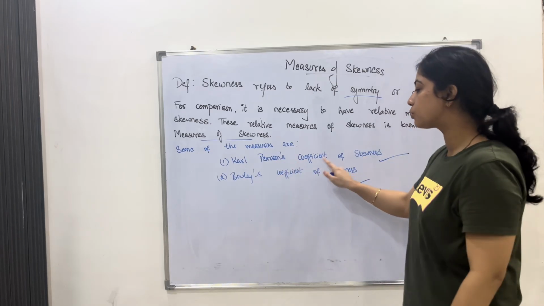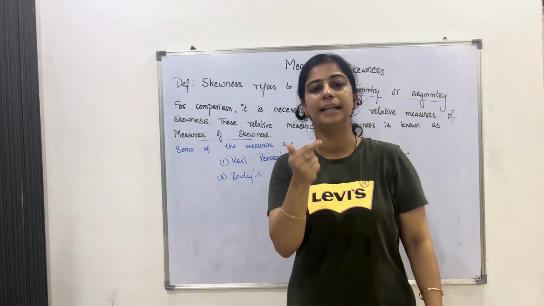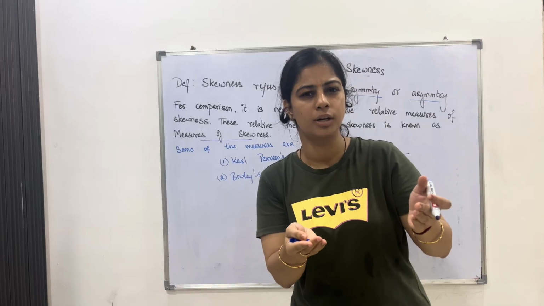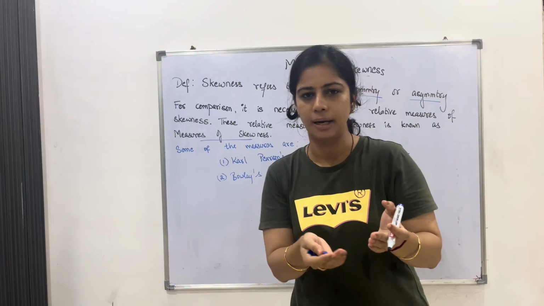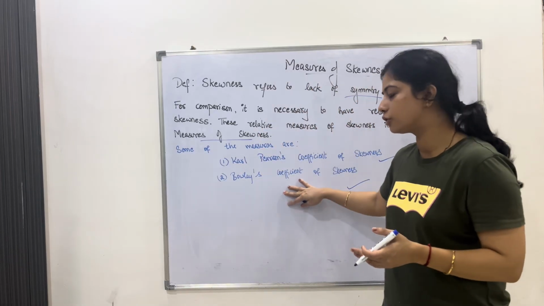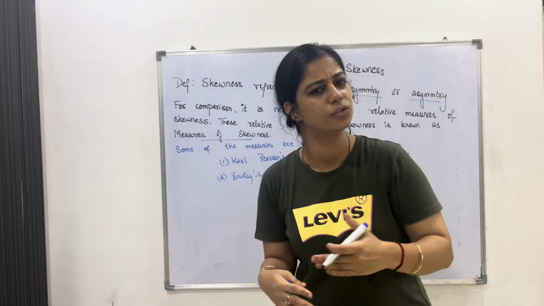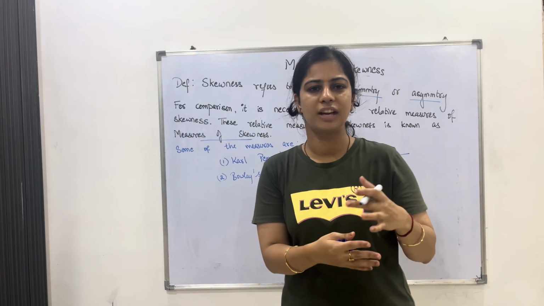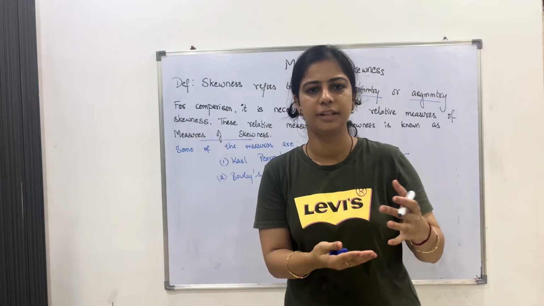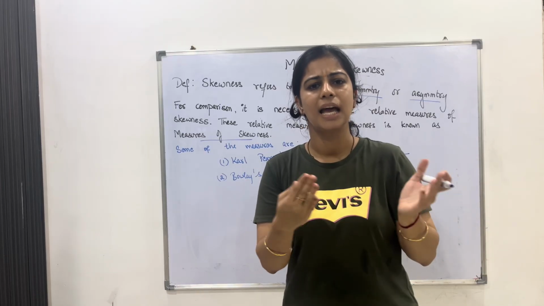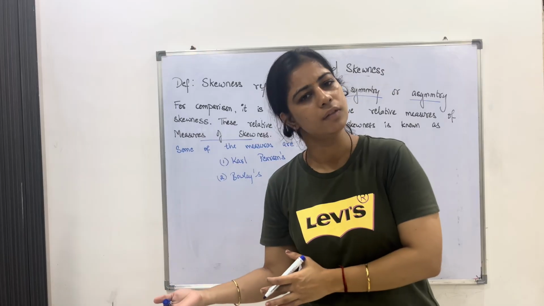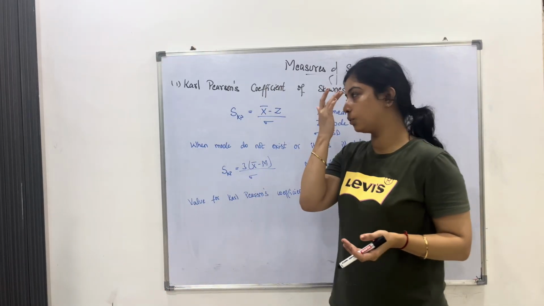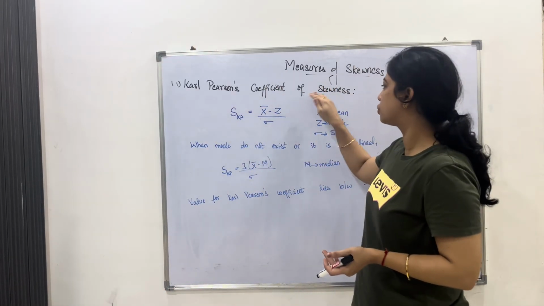Now, Karl Pearson's coefficient of skewness will take into account your mean, median, mode, and standard deviation. And coming to Bowley's coefficient of skewness, it will include your quartiles, which we have already seen in the previous videos. We have already calculated how to find mean, median, mode in the measures of central tendency, and your quartiles in the case of measures of dispersion. This is the first measure of skewness, Karl Pearson's coefficient of skewness.